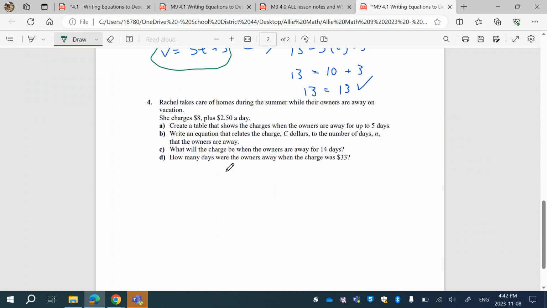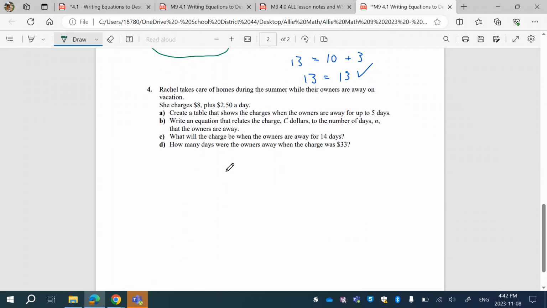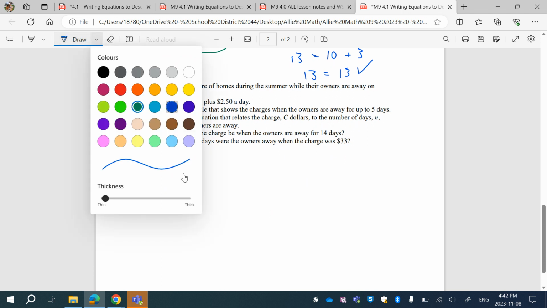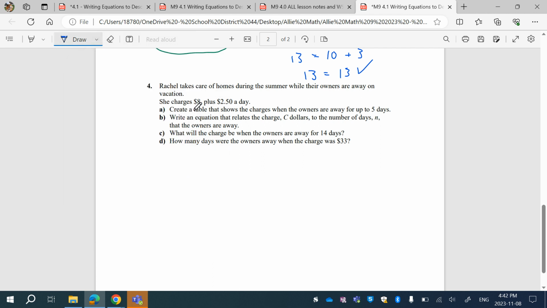Let's do the last one. It's a bit tough, but we can do it together. Rachel takes care of homes during the summer while their owners are away on vacation, house sitting. She charges $8 plus $2.50 a day. So 8 is our constant. No matter how many days she does it, the 8 is always the same. And this one is the one that is changing per day. So write a table that shows the charges when the owners are away for up to 5 days.